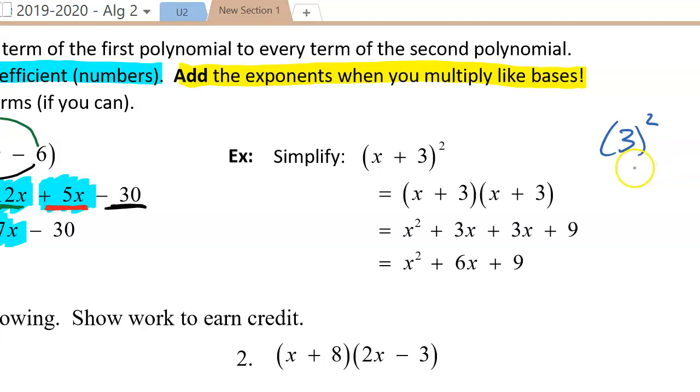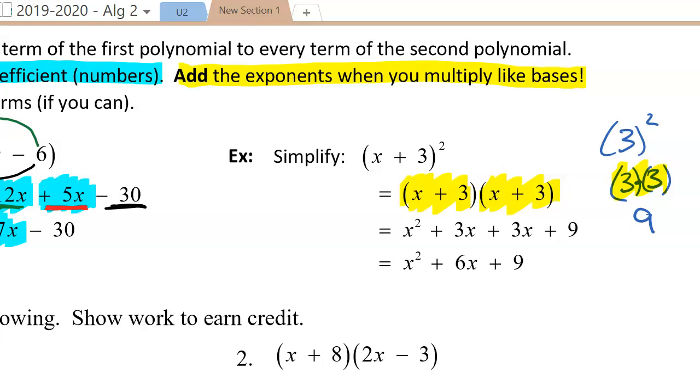On the other example, remember when I square something, if I ask you to do 3 squared, you know the answer is 9. But really what you are doing is 3 times 3, which gives us the answer of 9, multiplying by itself. So when I give you (x plus 3) squared, we have to first rewrite it as (x plus 3) times (x plus 3).